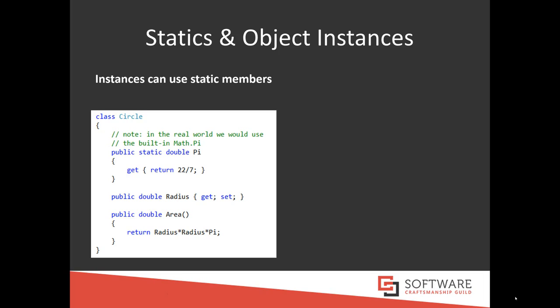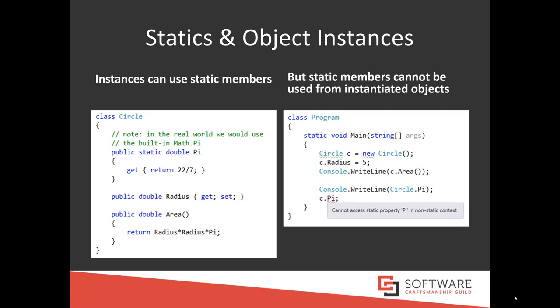There is a Math class that's built into .NET, and it has things like Pi and trigonometry methods and things like that. But regardless, each circle has a radius property and an area method. If I have a circle with radius 5 and a different circle with radius 10, they're both going to use the value of pi to calculate their area. So it makes sense to make pi static in this case, because all circles need it, but we don't need multiple copies of pi. There's only one pi.